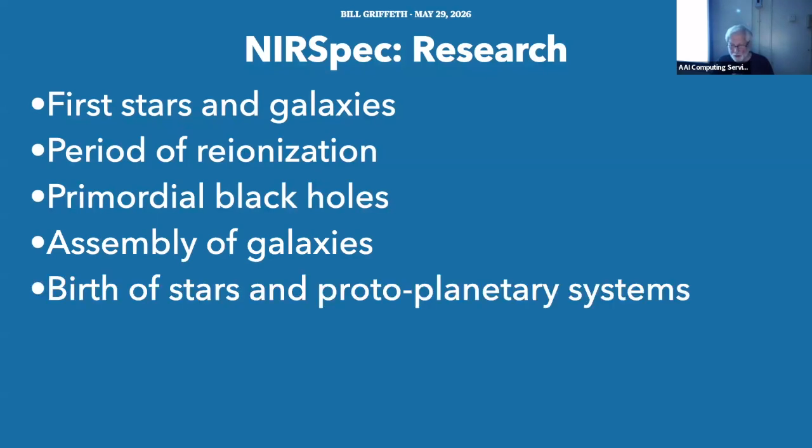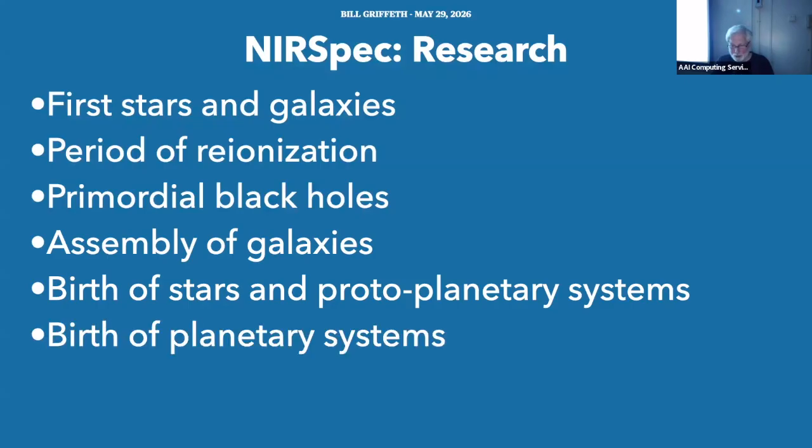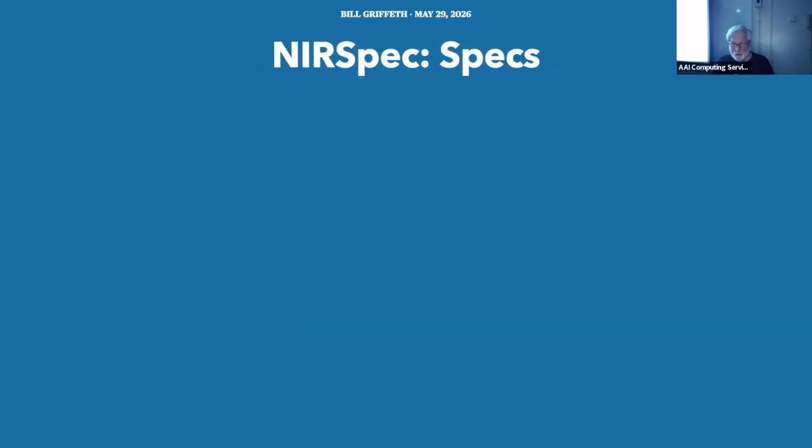Fifth, learning about the birth of stars and protoplanetary systems. Sixth, studying the birth of planetary systems. And seventh, understanding the origins of life. And here are the specifications of NIRSpec.